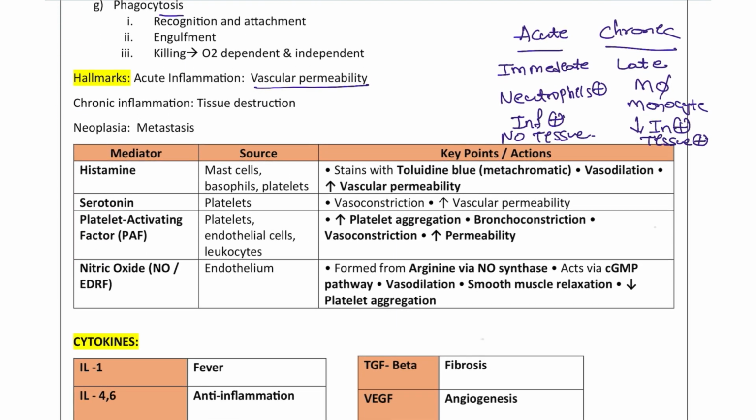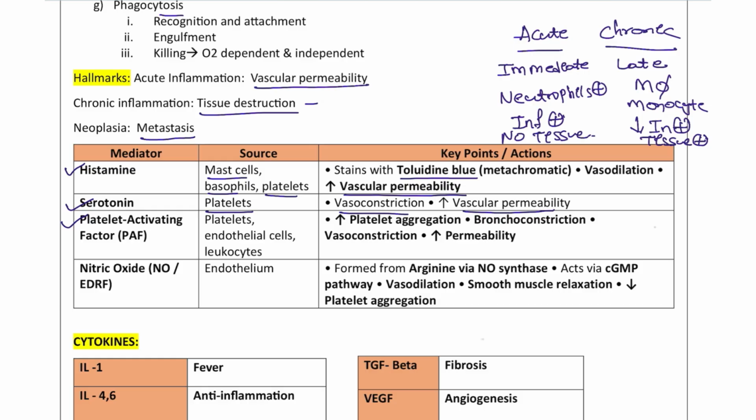Chronic inflammation, tissue destruction is one of the hallmarks, and for neoplasia it is metastasis. And what are the mediators? As I said, histamine is one of the important ones, which increases vascular permeability. And what are the cells? That is the mast cells, basophils, and the platelets. And what is the stain we use? Toluidine blue. Serotonin is seen with the platelets and it will cause vasoconstriction and vascular permeability.